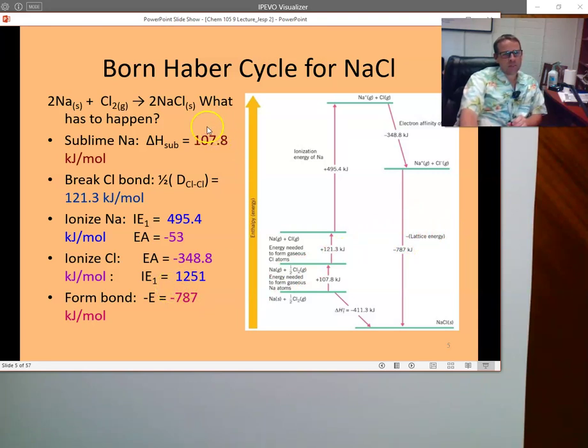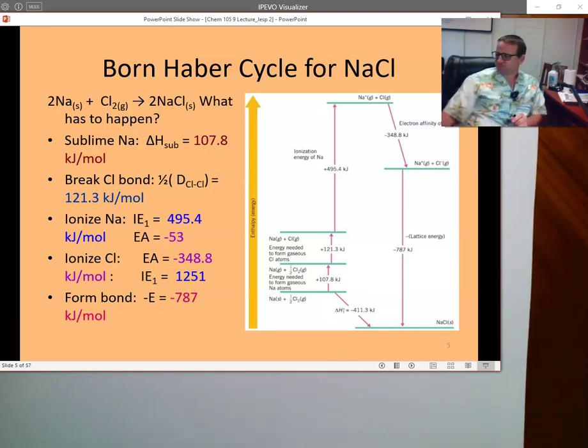So looking at all these numbers, positive 107.8, positive 121.3, negative 53, if we go this route, the electron affinity, giving an electron to sodium, positive 1251, taking that electron from chlorine, negative 787, that's the formation of the bond. We won't end up having a net negative change because this positive 1251 is too large.